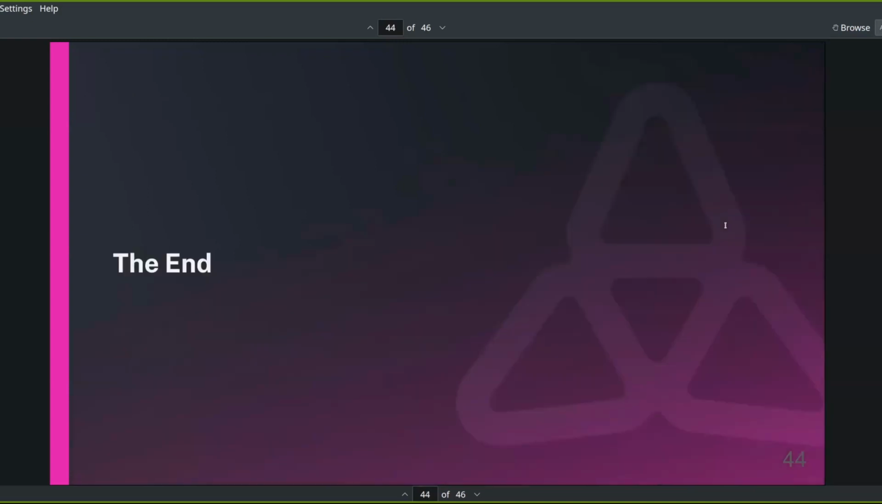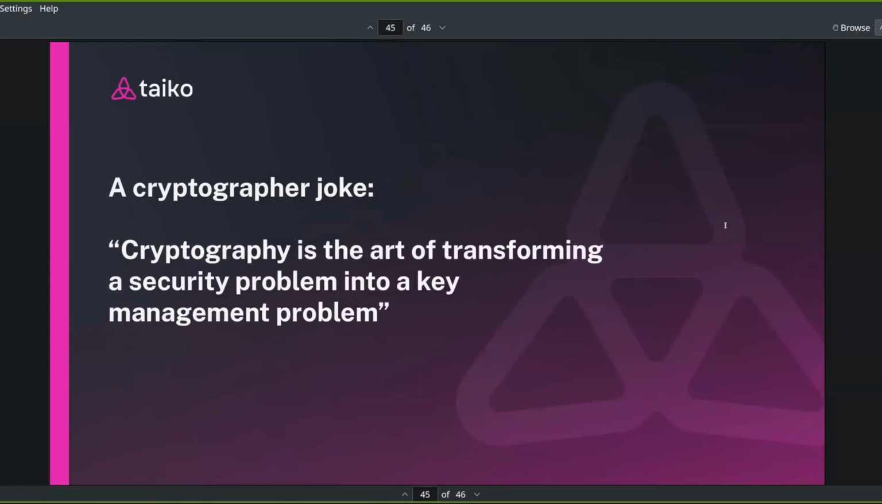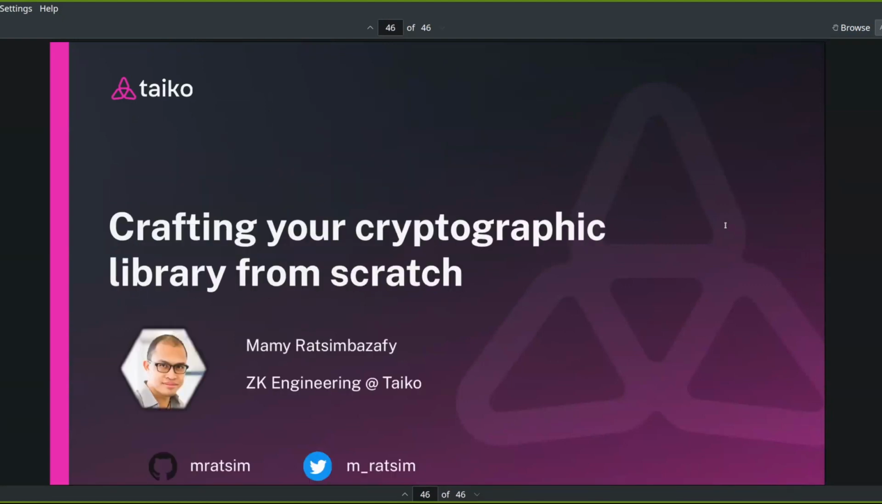And that's it. It was an hour and 5-10 minutes or so. I'm finishing with a cryptographer joke. So cryptography is the art of transforming a security problem into a key management problem. So yeah, that's what happened with blockchains. How do you store your seed?